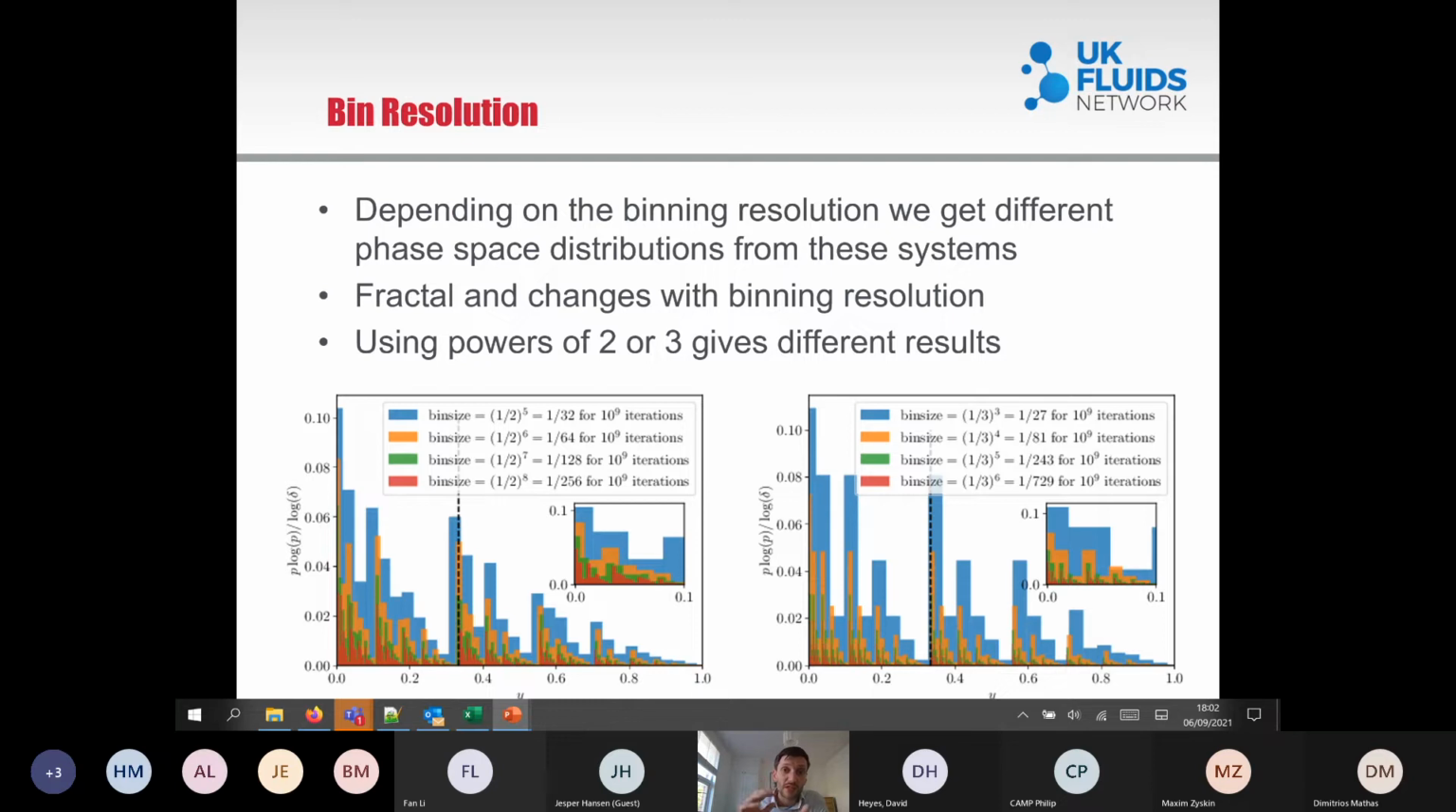So why is this interesting? Well, because depending on the binning resolution, you get different fractal phase space distributions. Now, that's not surprising. It's kind of like box counting. The more we zoom in, the more fractal our distribution gets. And you can see here, different bin sizes.